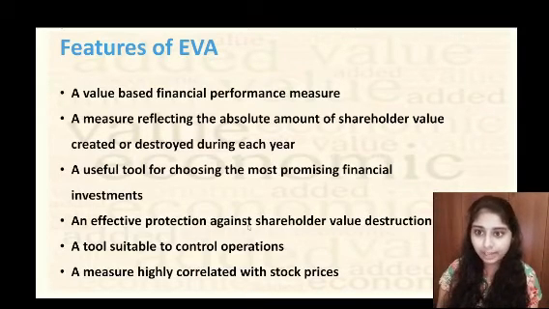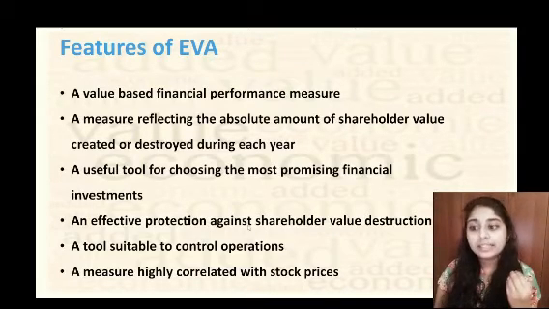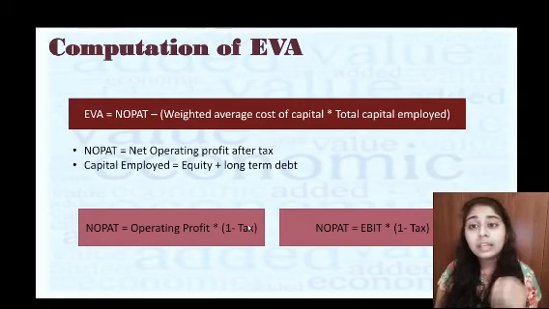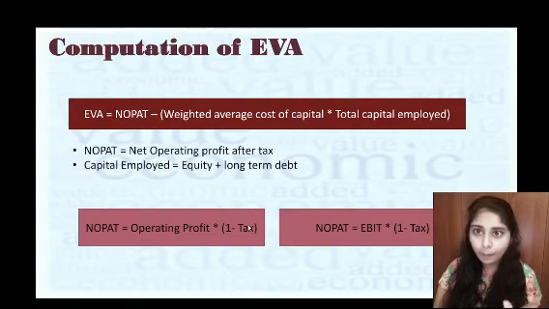Then we learned some of the features of economic value added: it is a value based financial performance measure, it is a useful tool for choosing the most promising financial instrument, and it is a tool suitable to control the operation. So these are some of the features. Then we also learned how to calculate the EVA. EVA is equal to NOPAT minus weighted average cost of capital into total capital employed.